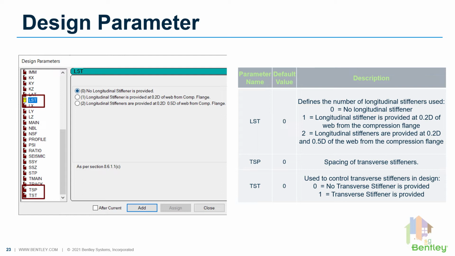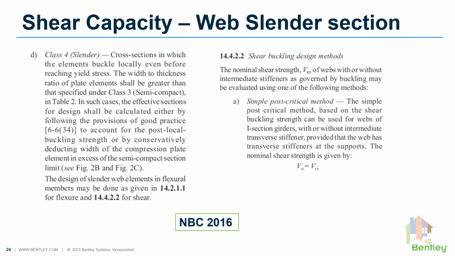I have discussed these parameters in my last session for the minimum web thickness criteria check. You can go through that part for more details. For shear capacity calculation of a web slender section, nothing is specified in the IS800 code, and in the NBC 2016 code, it is mentioned that shear capacity should be calculated considering the web buckling criteria.